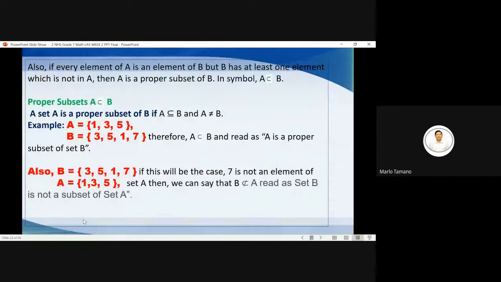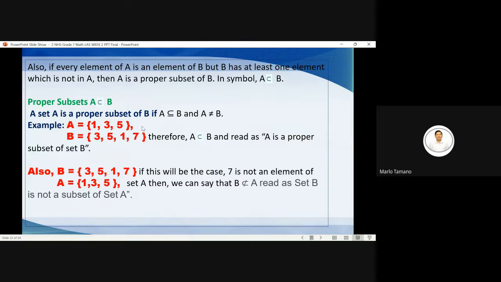Let us continue. Also, if every element of A is an element of B, but B has at least one element, so hindi bababa ng isa. So, pwedeng isa, dalawa, tatlo, ang elements na wala si A. Okay? So, lahat ng elements ng A ay elements ng B. Pero, nasobrahan po ng isa, dalawa, tatlo, ang elements na wala si A, na hindi katulad sa kanya. So, yun po yung ibig niyang sabihin.